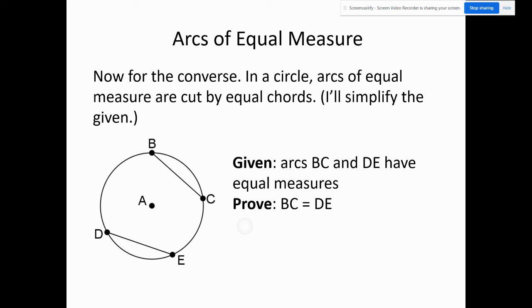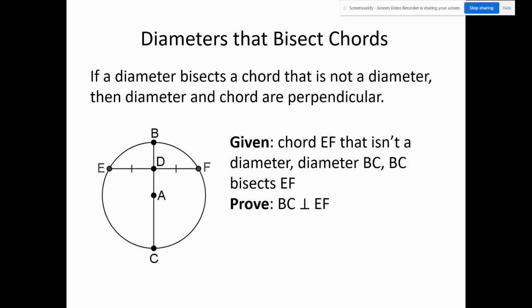Okay? That is, if you start with arcs that are equal in measure, like in this case, assume, or you are given that arc BC is equal to arc DE, then it will follow that the associated chords are also equal as well. So guess what? Construct triangles, prove them congruent. I'll let you think through the details, but that's how this goes.